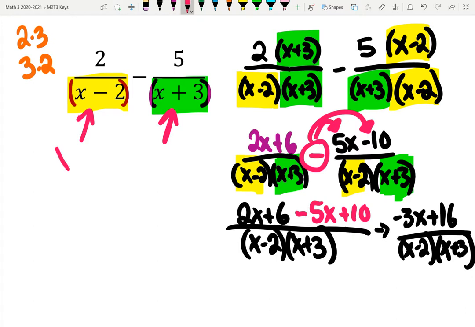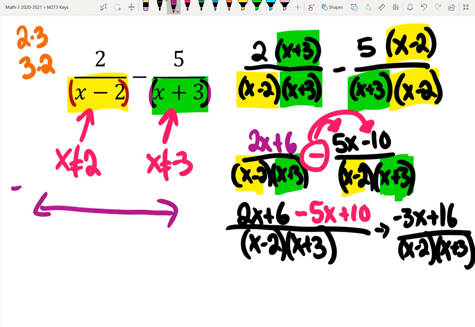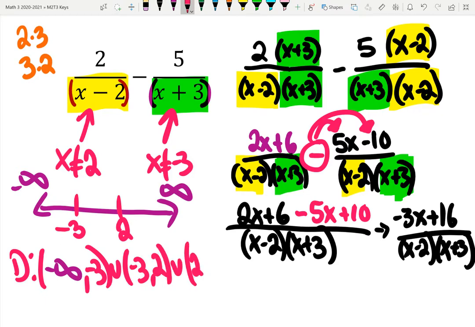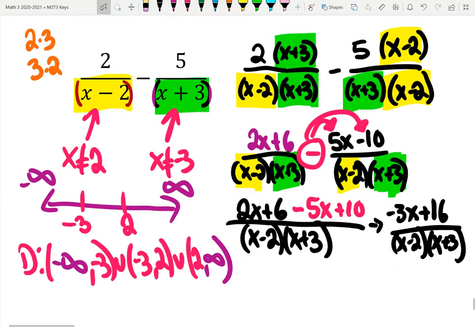What I should have actually done in the beginning, I kind of got over easy, is look for my domain restrictions. X cannot be 2, x cannot be negative 3. This is going to make my domain of my x's from negative infinity to positive infinity. Well, negative 3 comes before 2. So that means that the domain, the numbers that actually work, are going to be negative infinity to negative 3, union negative 3 to 2, union 2 to infinity. Voila, I have my restriction, x cannot be 2, x cannot be negative 3, and I have a simplified fraction.